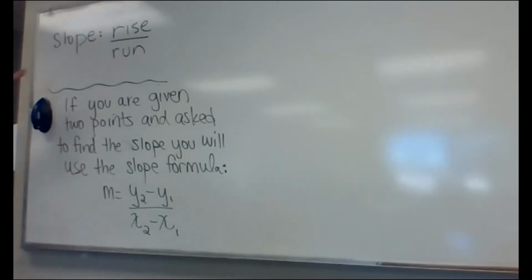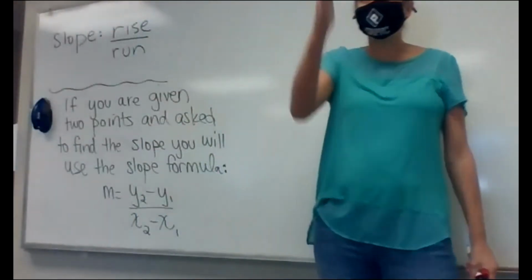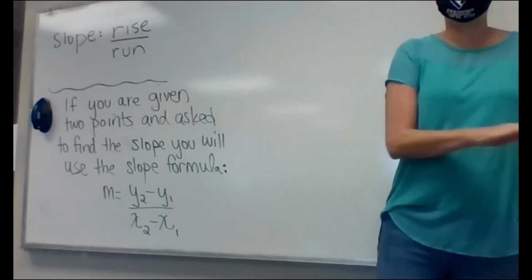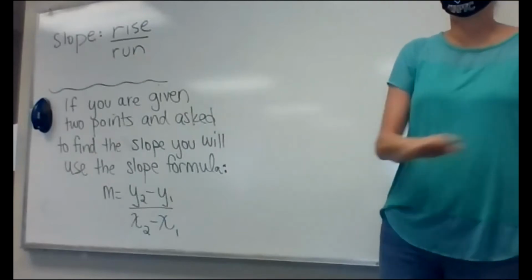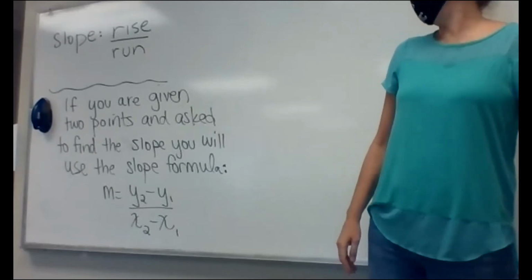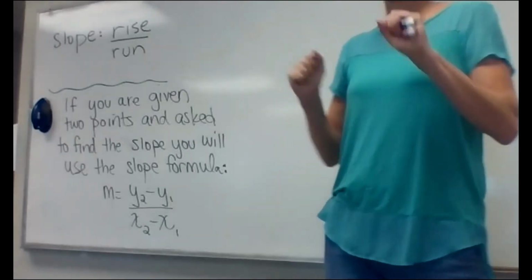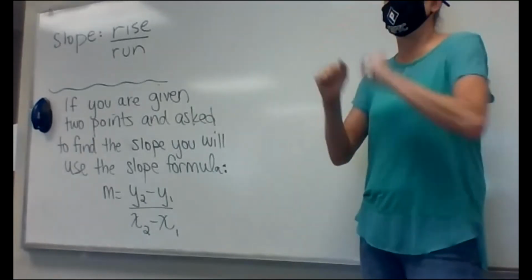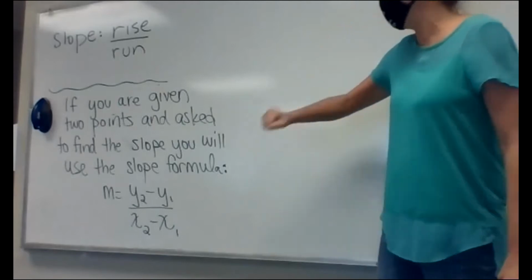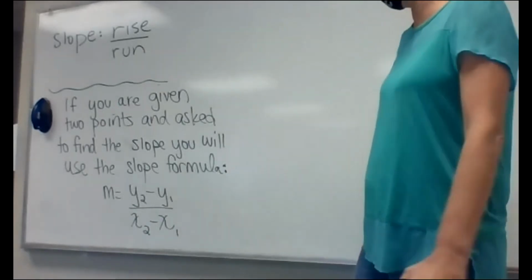So 2 things. Sometimes you will be given a picture and it will have a value for the rise, the up and down motion of the picture, and the run, which is the left and right distance in the picture. Sometimes you won't be given a picture at all. You'll just be given 2 points, and it'll say these 2 points are on the same line. What's the slope of that line? That's when you'll use this slope formula if you're given 2 points.